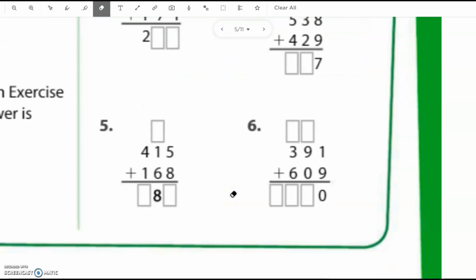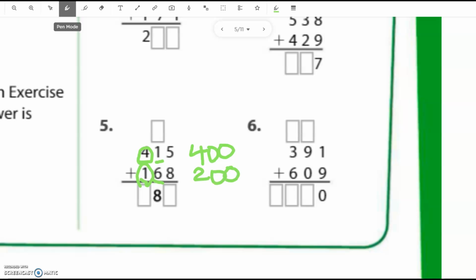Moving to number 5. This time I'm going to estimate first. 400 rounded to the nearest 100. Find the place. Look next door, 4 and below. Let it go, so it would stay at 400. And 168. Find the place, 5 and above, give it a shove, so that would change to 200. 200 plus 400 is 600. So my answer should be close to 600. That's how I can do a quick check.